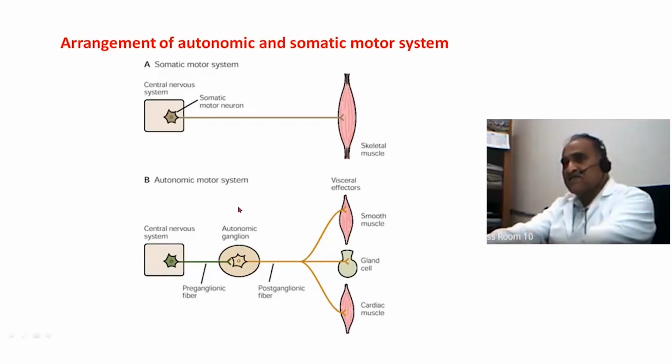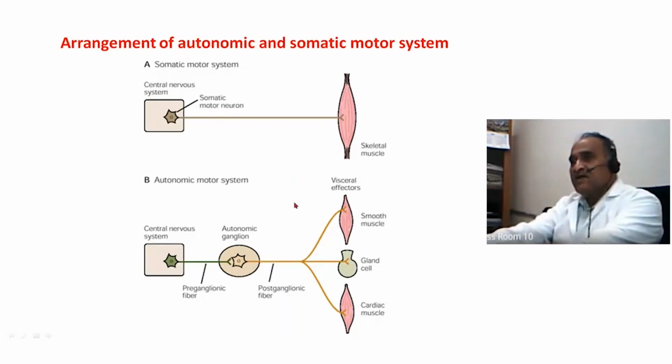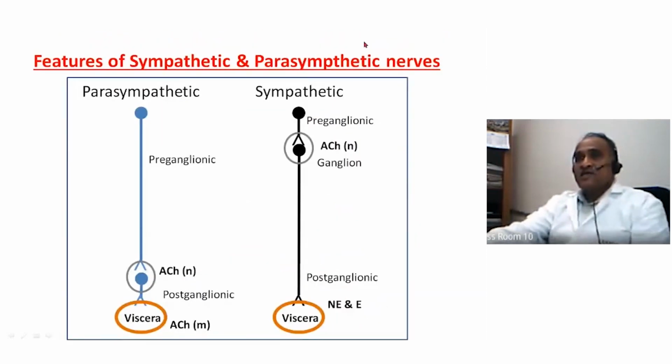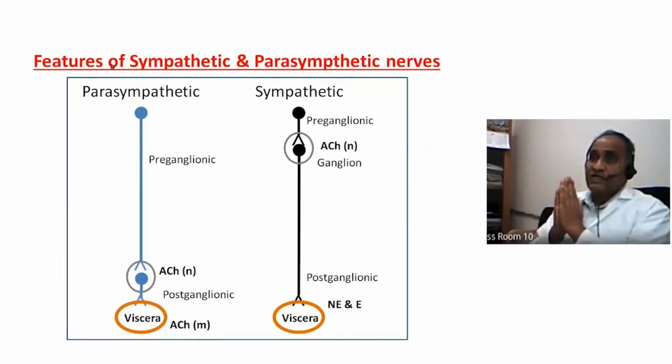Okay, so the autonomic nervous system has a two neuron system. Here it is a one neuron system. Of course, this is much more complicated in the case of the enteric system, which is very complex. The autonomic nervous system has two broad major divisions: the sympathetic system and the parasympathetic system.